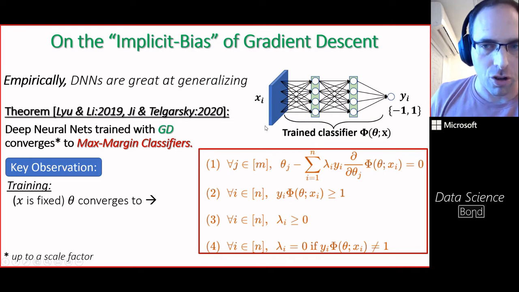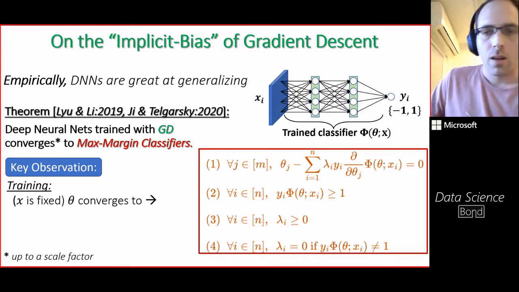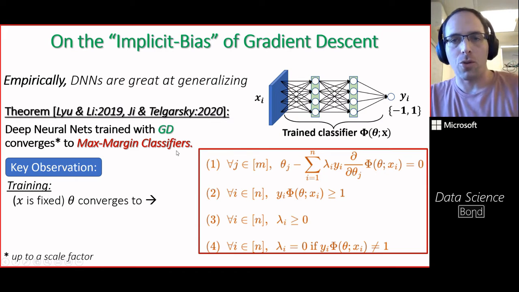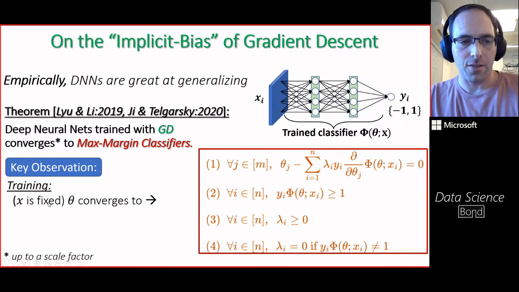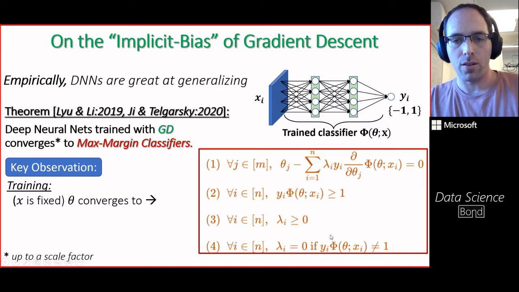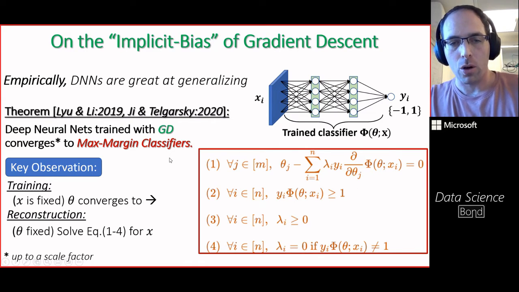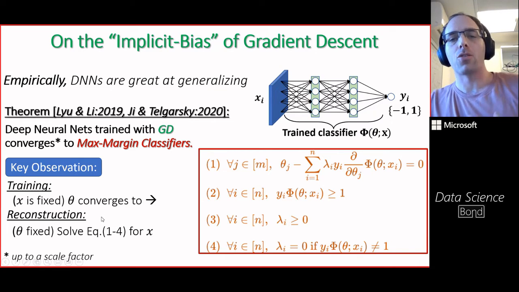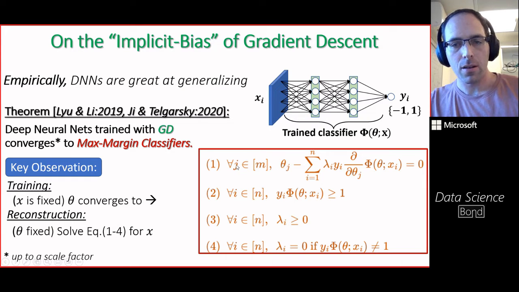Now comes the key observation in our work. While training your model, the data is fixed, and the parameters of the model will converge to this solution. Now, what we want to do is the opposite. For reconstructing, we get a trained classifier, so theta is fixed. Now let's just solve this set of equations for x.